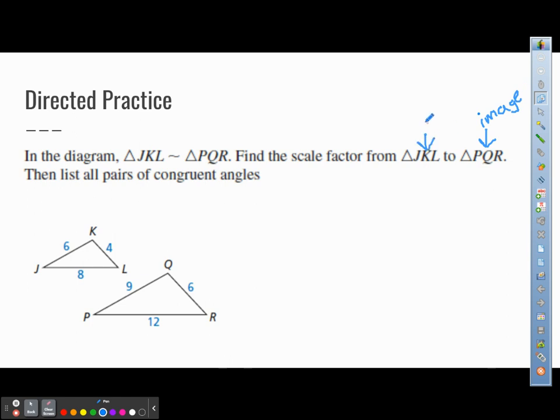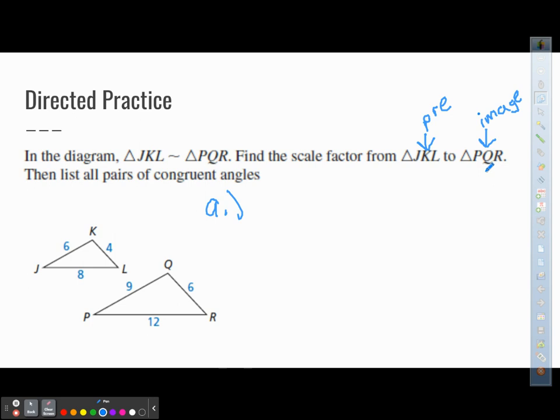The first one's always going to be the pre-image, because it says you're going from JKL to PQR. So you're starting at JKL and going to PQR. So PQR is the new one. So to find your scale factor, you just pick one of the sides on triangle PQR.